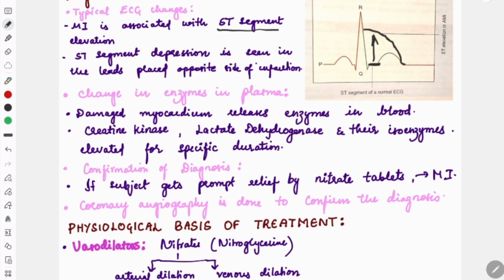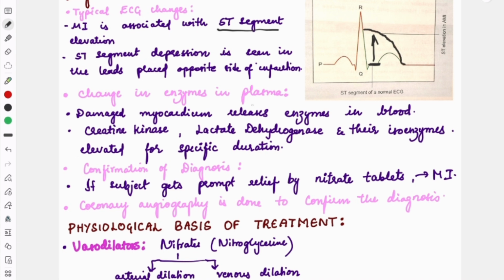We know very well that whenever the ECG has to be examined, the person is made to wear the leads. The leads that are opposite to the infarction, from those leads, if we take the ECG, we get to see depression in the ST segment. So in the exam, in the clinical case, they can give you ST segment elevation or ST segment depression. In both cases, you have to directly assume that it is myocardial infarction. Don't get confused in this.